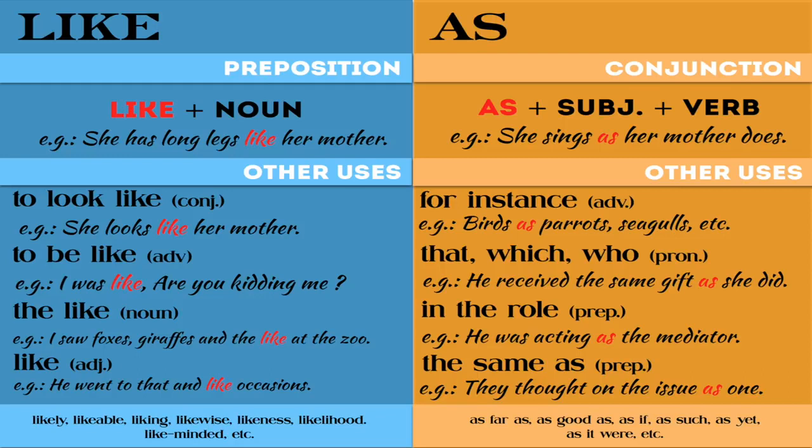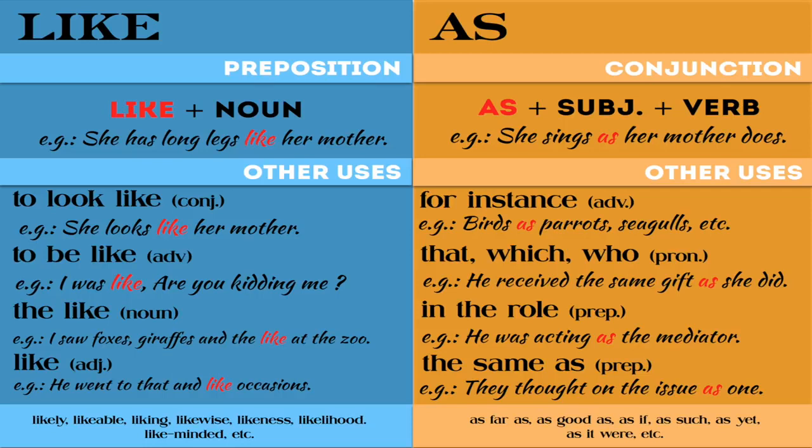Then, likewise. Likewise here is an adverb, and it means in the same manner. The example that I could tell you is, he ignored her, and they ignore him likewise. Then we have likeness. Likeness is a noun, and it means similarity or resemblance. The example could be, the likeness between them is incredible. Likelihood is a noun and it means probability.